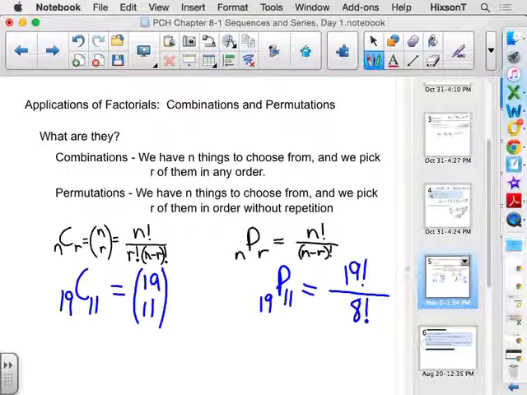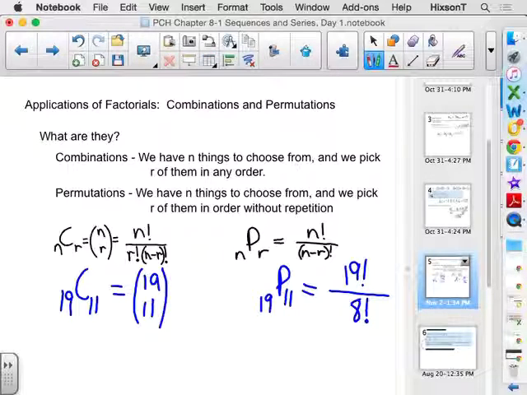Now, here's the cool thing about this. If you understand this, it'll really help you understand the whole formula. The 19 factorial would be if I were taking all 19 of you and putting you in order. It would be 19 times 18 times 17 down until 9. Yeah, it's the same thing. Alright. Okay.